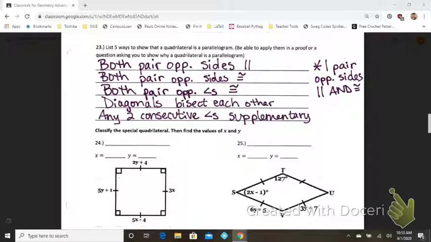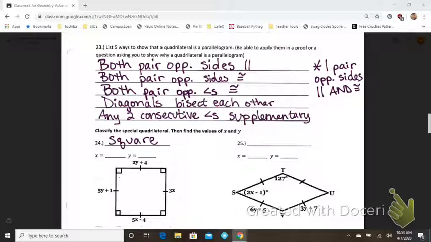All right, 24, classify the quadrilateral, then find the values of x and y. So we know we have a quadrilateral. Because they marked opposite sides as being congruent to each other, we know it's a parallelogram. Because all 4 sides are congruent and all 4 angles are right angles, that is enough to tell us that this is a square.